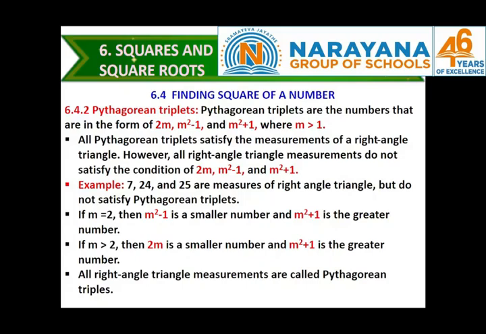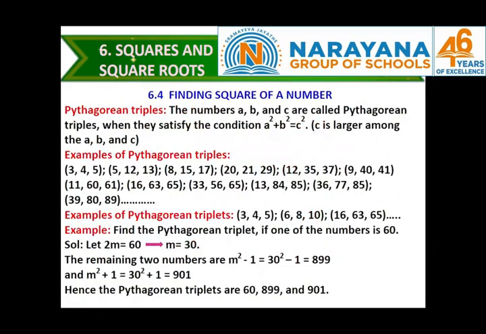All right angle triangle measurements are called Pythagorean triples. See the last point. So, Pythagorean triples satisfy the condition a square plus b square is equal to c square. Here among a, b, c, c is the largest one. If a square plus b square is equal to c square, then it is satisfying Pythagorean triples, but it may or may not satisfy Pythagorean triplets. See the examples of Pythagorean triples and Pythagorean triplets, given separately. And one example is also given.